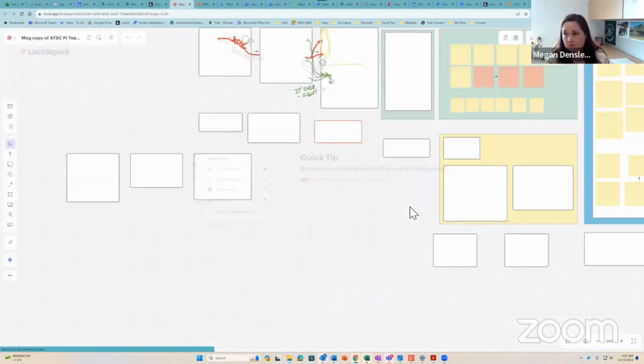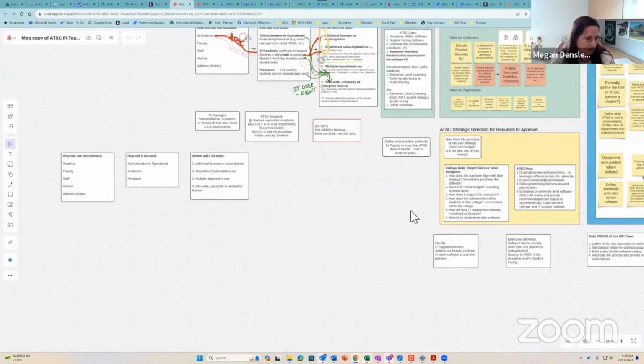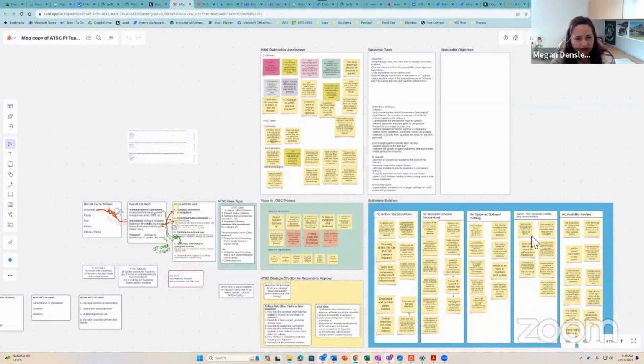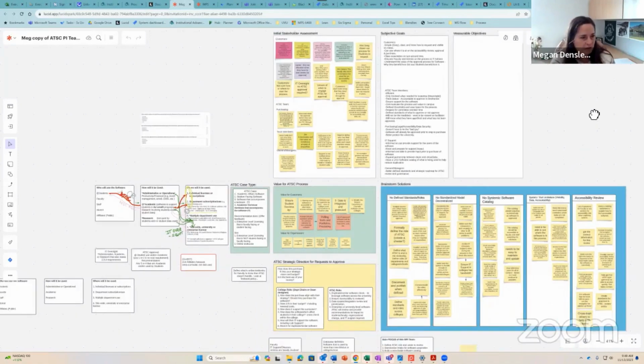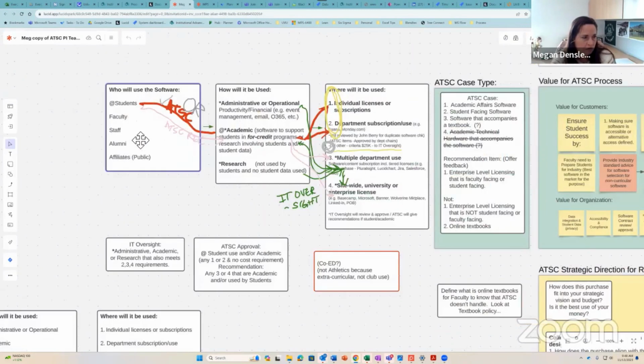Okay, here's an example of one that we did for the software approval process at UVU. Actually, here is a Lucidspark board where we came to the understanding of what's the current assessment of the process, what are the goals that we want to achieve, and then we mapped out here what are the different case types. So I'm going to zoom in on that. Who will use the software? So we identified who, and then how it's going to be used, and then where.